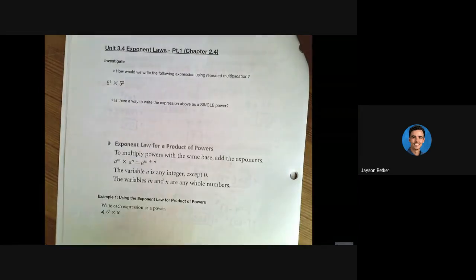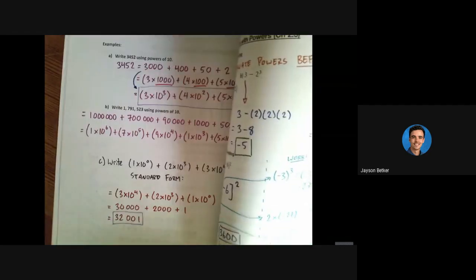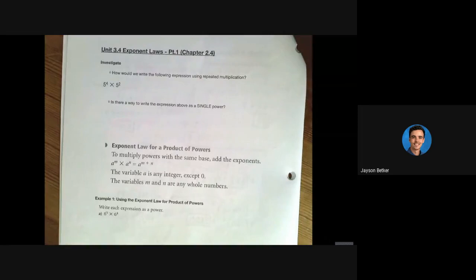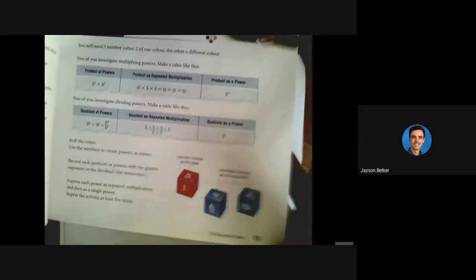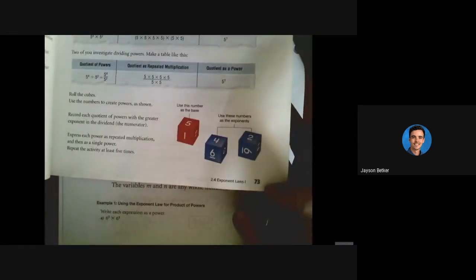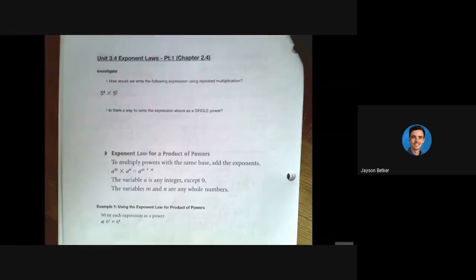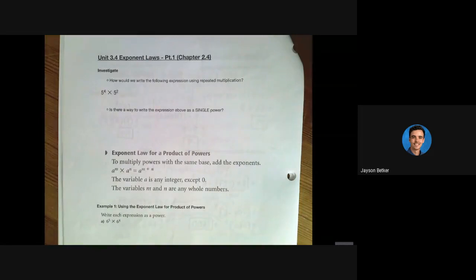So if you haven't done the notes from the last one, they are all here, and we went through them together. And we are now moving on to unit 3.4, which is the exponent laws. Inside of your textbooks, this would be on page 73. So you can go to page 73 and find the notes that we are working on, and then obviously the related practice problems.